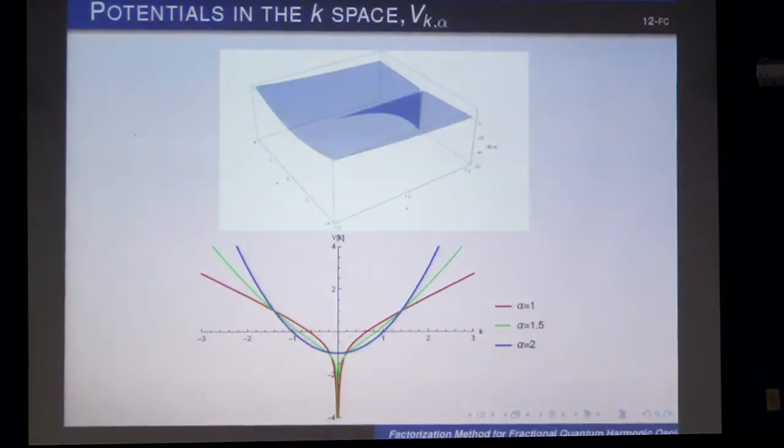So you have here how it looks. For alpha equal 2, it's just the parabolic harmonic potential. And for other values in the interval, of course, you have singular potentials at the origin. They look like that. Nevertheless, you have a perfectly acceptable ground state, which is the sub-Gaussian. This is a very important finding, in my opinion.